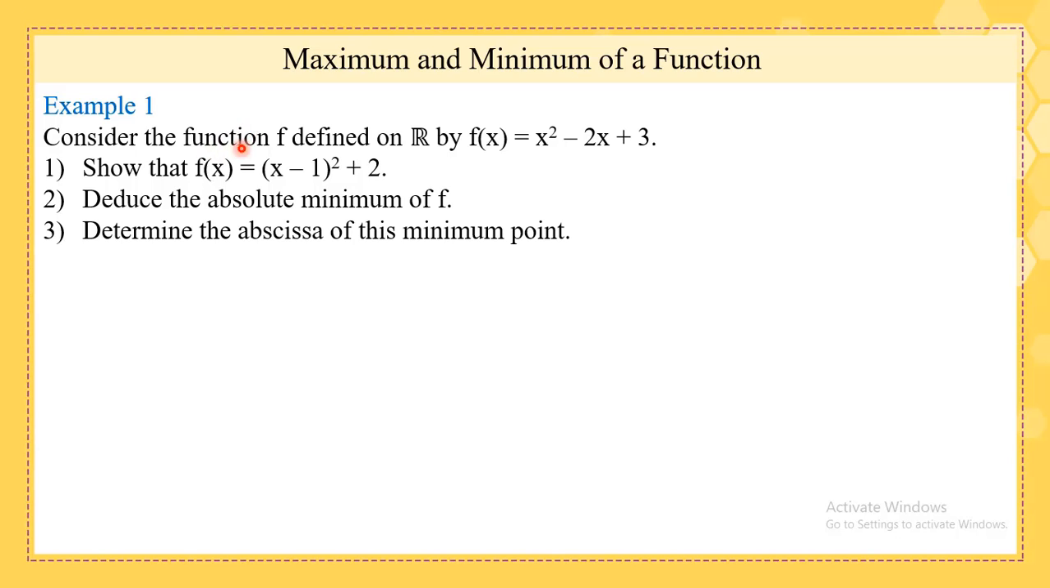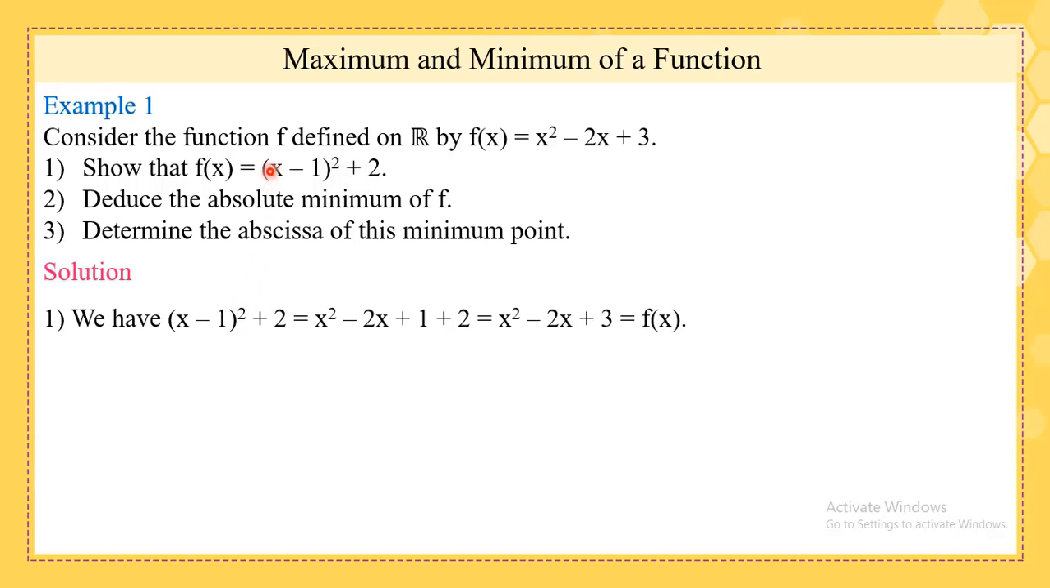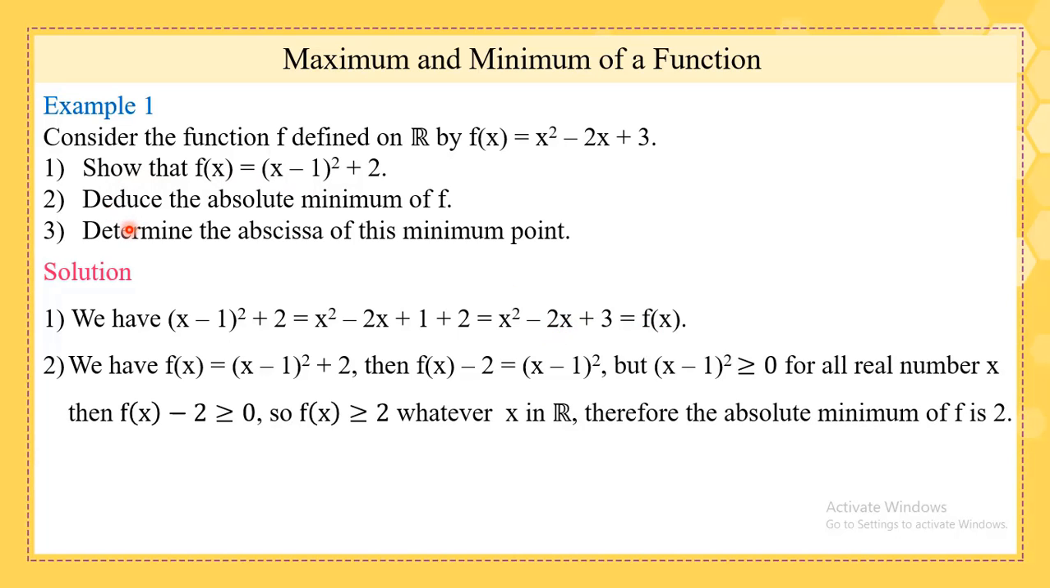Example 1. Consider the function f defined on R by f of x equal x squared minus 2x plus 3. First, we have to show that f of x is equal to (x minus 1) squared plus 2. So we have to expand this expression to obtain f of x. Second, we have to deduce the absolute minimum of f. So here we have f of x.